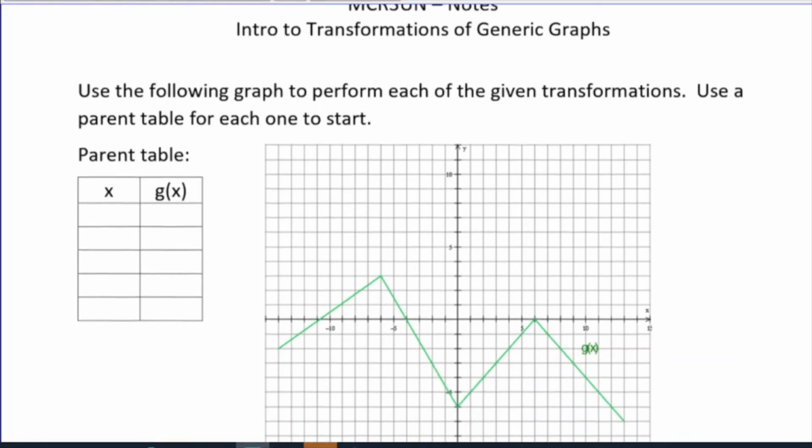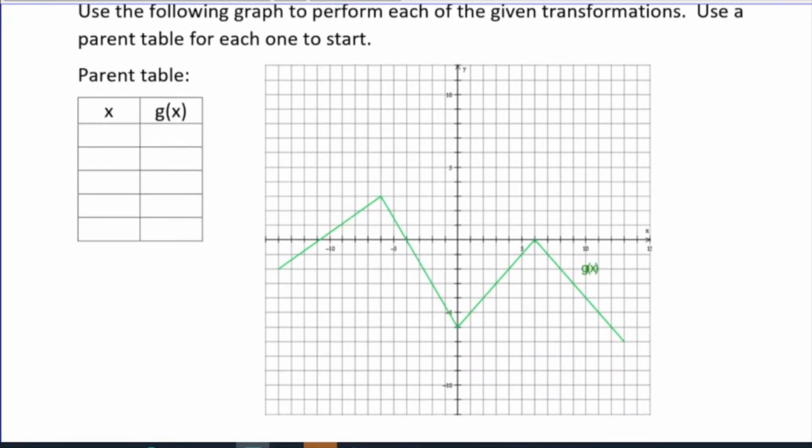So here is the generic graph that I want to use. This is what we're going to call our parent function. This is the starting function. And we want to choose some clean points to use and the minimum amount of points that we would need to actually be able to graph this with the transformations. So if you look here, you can see that there are some nice clean points that kind of delineate where this function, which I've called g of x, exists.